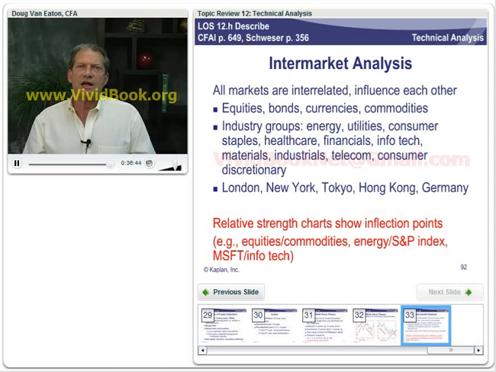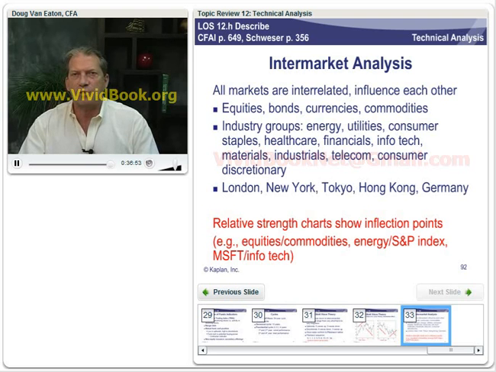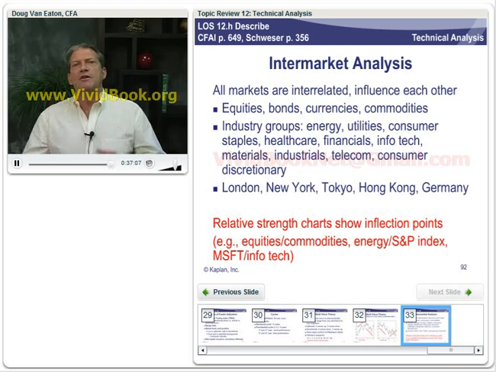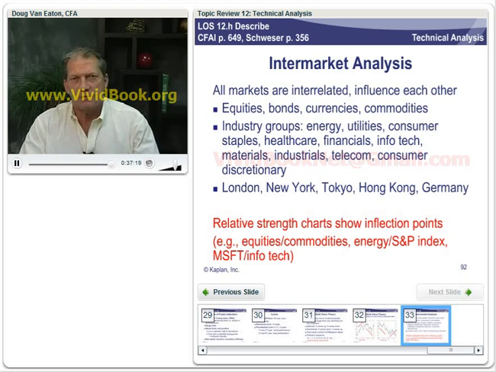And then we can look at industry groups too, and what's going on with energy versus utilities, or healthcare versus financials, telecom or consumer discretionary spending. And then we can also look at intermarket globally: London versus New York Stock Exchange versus Tokyo, Hong Kong, or Germany. Now these relative strength charts, and when we're talking about relative strength here, we're talking about the price of, say, an equities index versus a commodities index, or energy versus the S&P, Microsoft versus the information technology sector, or perhaps the 10-year Treasury bond versus the S&P 500.